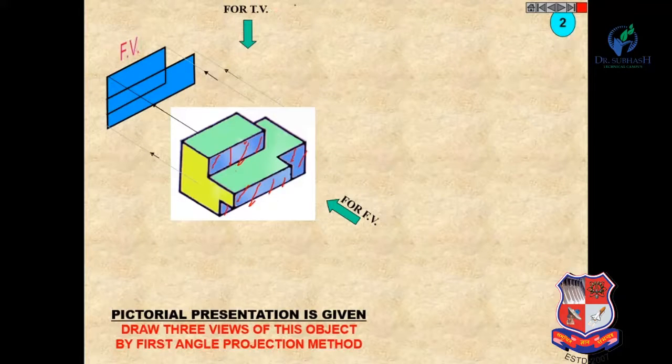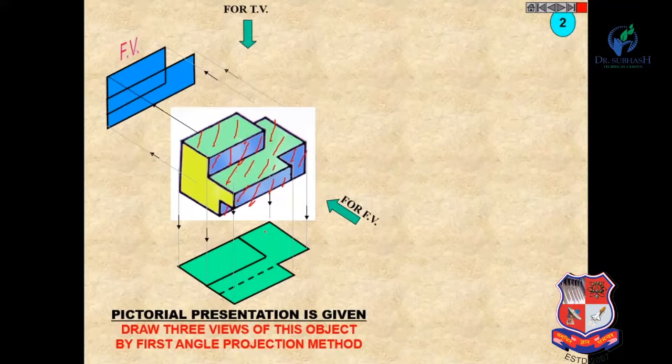Similarly from the top, you will find the top view. The green shaded portion is the top view. Now you can see this is the dash line. The portion below this part, the hidden part that we can't see from the top, has to be represented by a dash line. So that's why the dash line is given here.